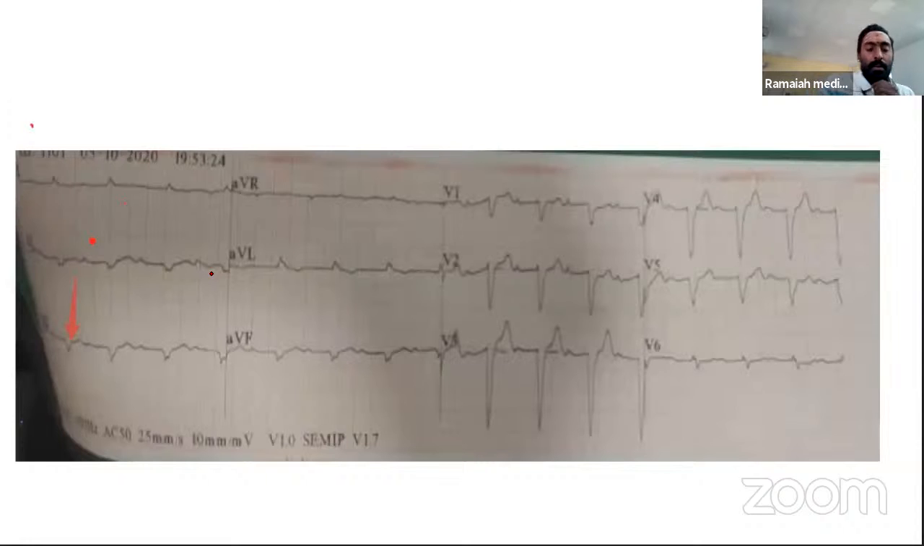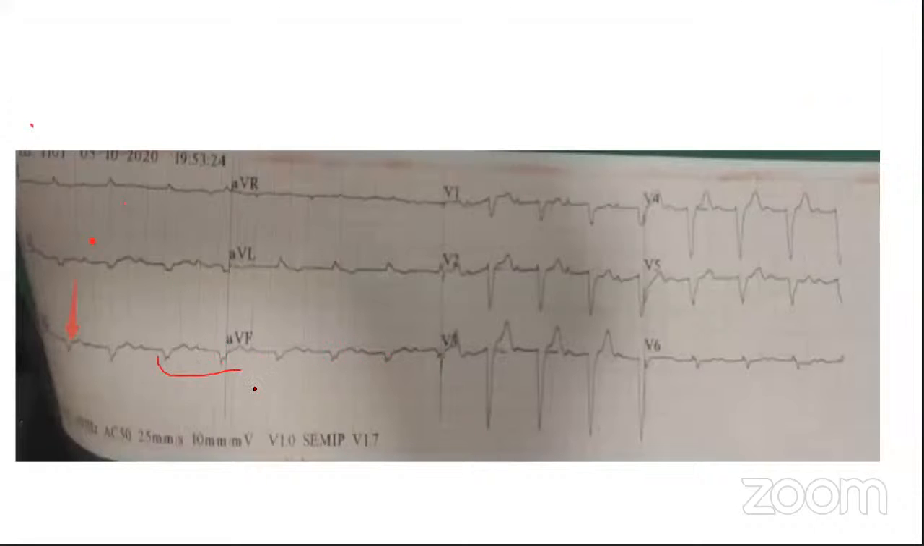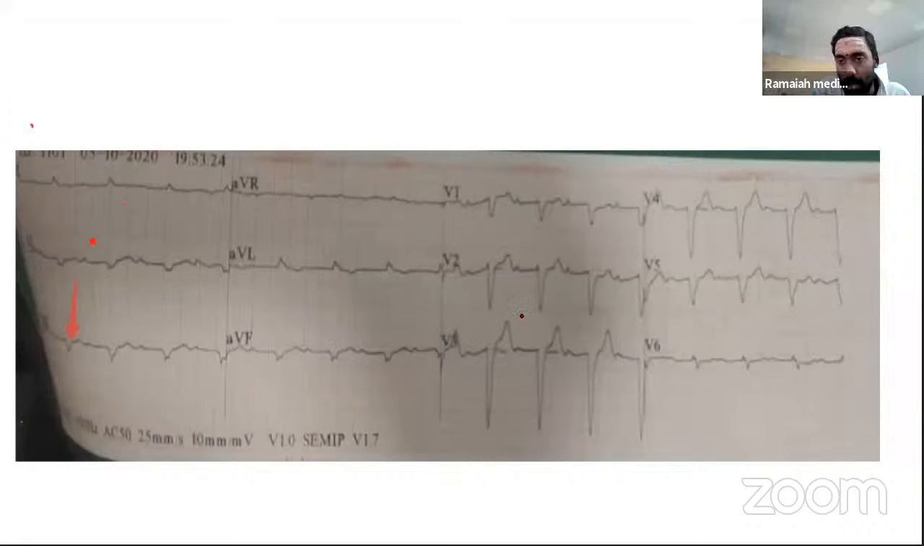In chamber enlargement we leave. So we look at the QRST changes. Here we are having predominantly QS, hardly any R here. So that is Q waves. But what about here, R wave progression?